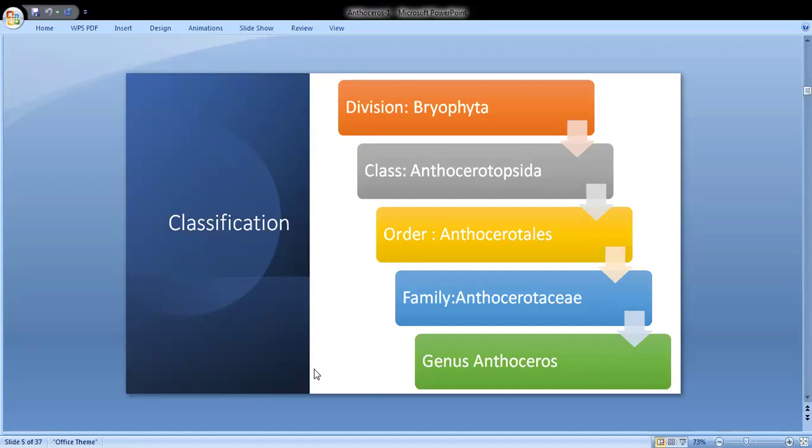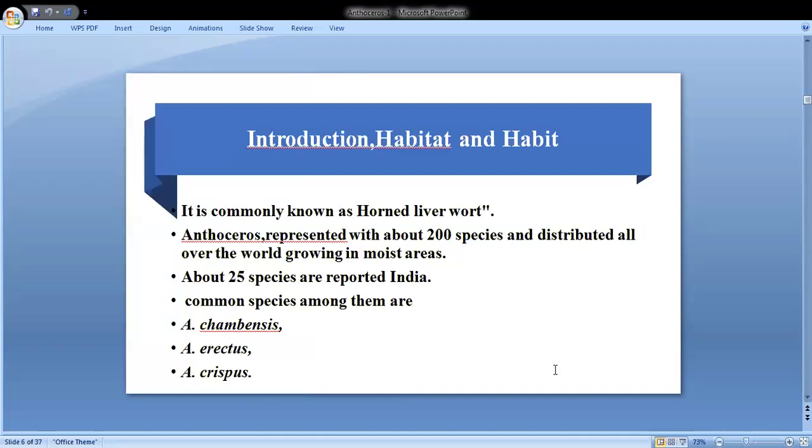Now we are discussing the classification of Anthoceros. Division Bryophyta, class Anthocerotopsida, order Anthocerotales, family Anthocerotaceae, genus Anthoceros. This is the classification of Anthoceros, a type study. Introduction, habitat and habit: it is commonly known as horned liverwort, or hornwort.